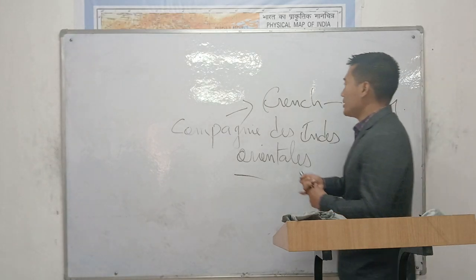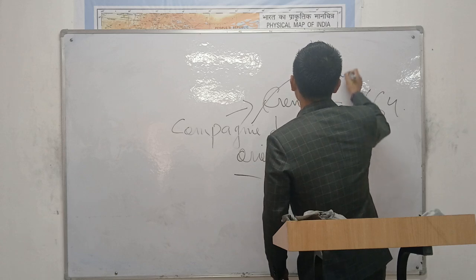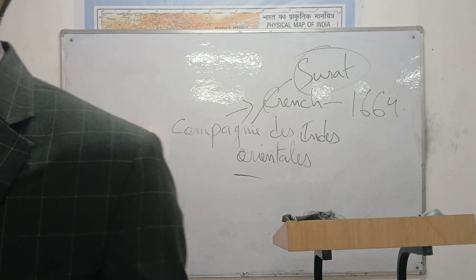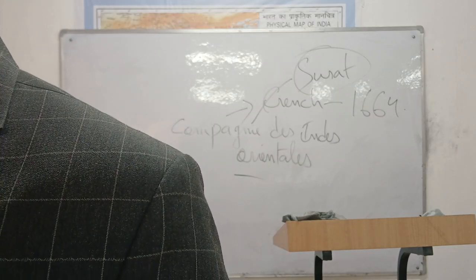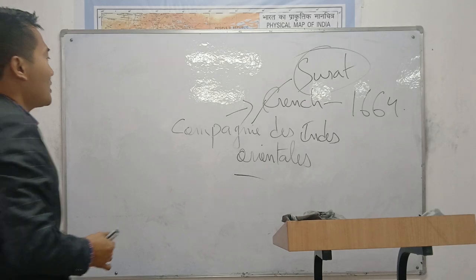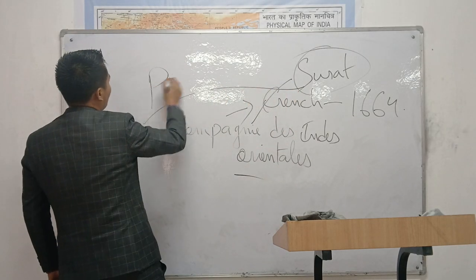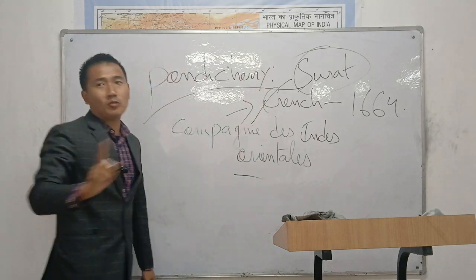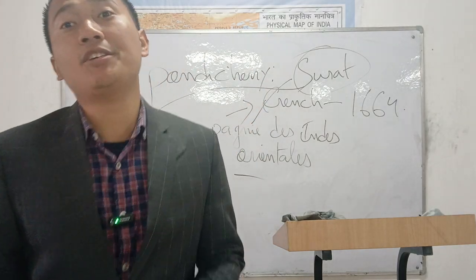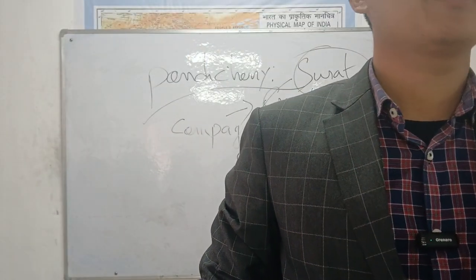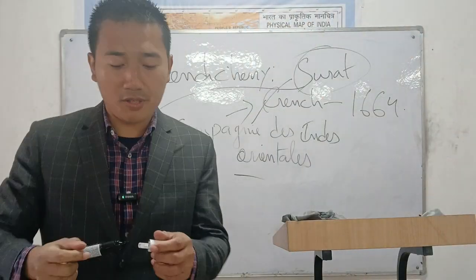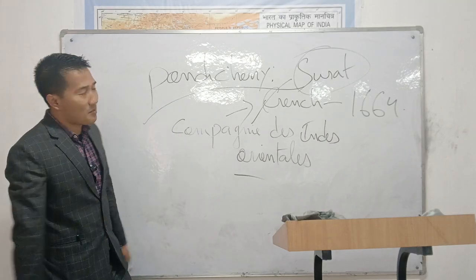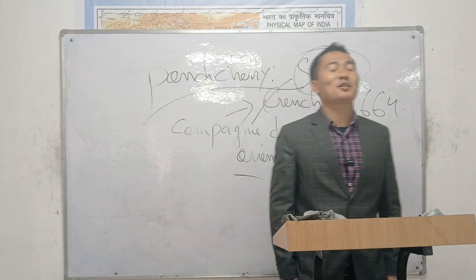And their first headquarters is Surat. Please remember the city of Surat, which is in present-day Gujarat. Surat is the first initial headquarters of the French. And after some years, they shifted to Pondicherry. The permanent headquarters of the French is Pondicherry at the end of the day. Initially Surat, at the end of the day Pondicherry. Just like the Portuguese, the first was Cochin and the second was Goa. So for the French, Pondicherry is the permanent headquarters.